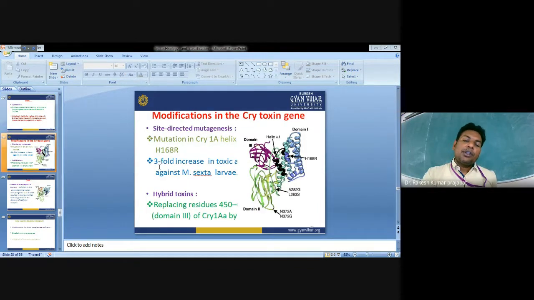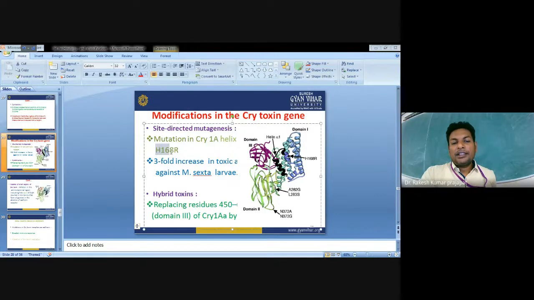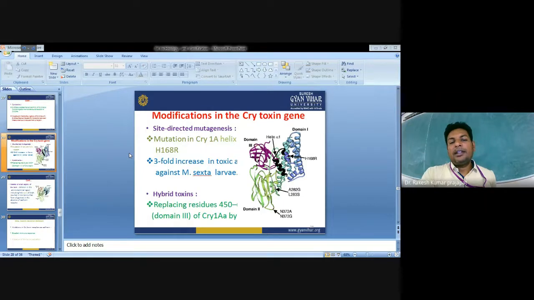Now certain modifications have been made in the Cry toxic proteins to increase their effectiveness against different insects and pests. There are different approaches. First is site-directed mutagenesis. Mutations in the Cry1Aa helix protein were made at the histidine 168 position: the histidine present at position 168 was removed and a different amino acid inserted. This site-directed mutagenesis gave a threefold increase in toxicity against Manduca sexta larvae.